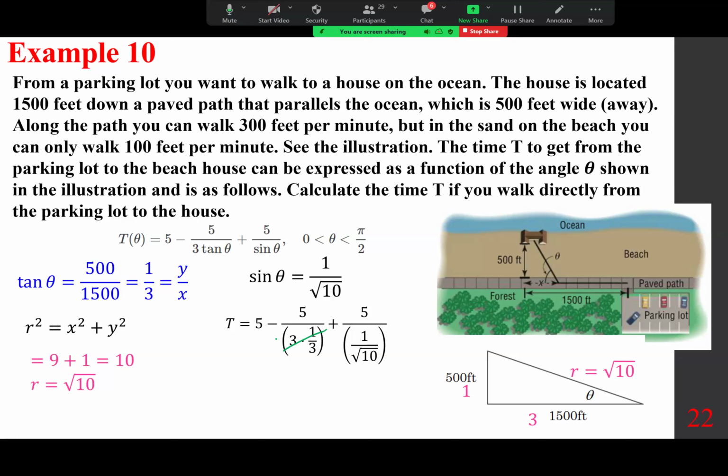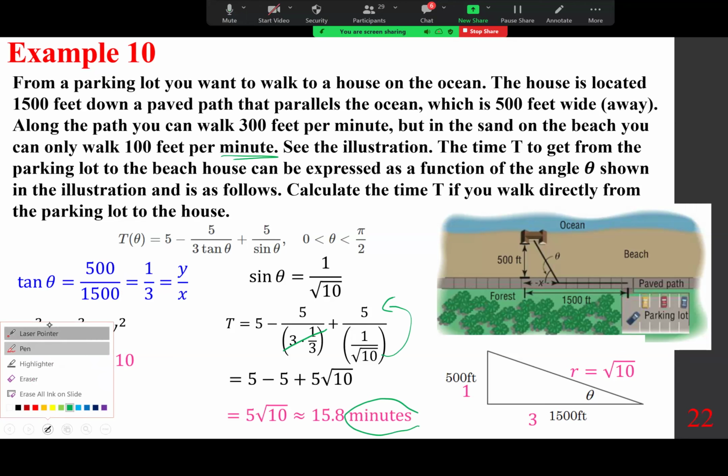So 5 minus 5, and this one that comes up becomes 5 square root of 10 precisely. Okay, 5 square root of 10 precisely. And roughly 15.8 minutes. So if we go straight from here, it takes us 15.8 minutes to get there.